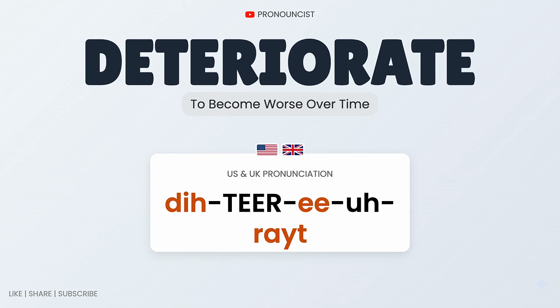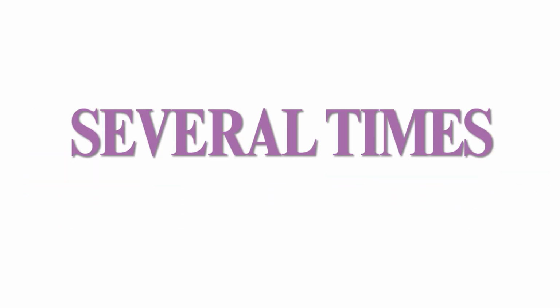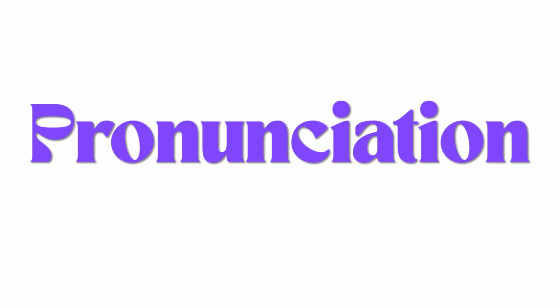Deteriorate. Practice repeatedly and you'll soon be able to say this word perfectly. The best way to practice is to repeat the syllable multiple times. The meaning of the word is to become worse over time. Try repeating this word several times to improve your pronunciation.